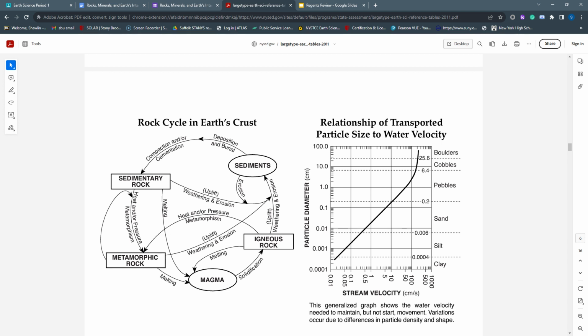Notice that metamorphic rocks form from heat and pressure. Heat and pressure, they can form from igneous rocks. They can also form from sedimentary rocks. And finally, notice that igneous rocks form from melting and solidification. Metamorphic rocks can melt and solidify to form igneous rocks. Sedimentary rocks can also melt and solidify to form igneous rocks.